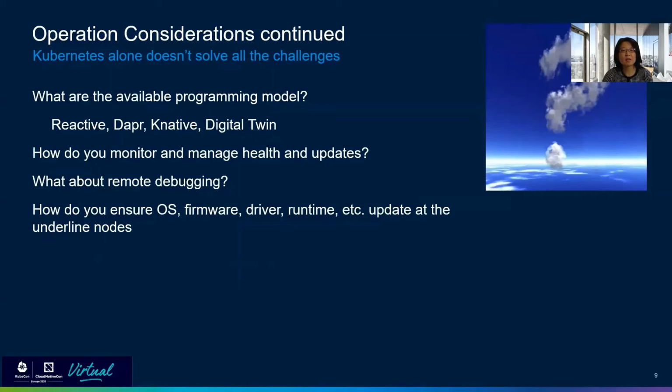At the edge host level, there are the operating system, firmware, driver, and container runtime. Those are host level processes. They need to be updated. So then the question is, what will be the mechanism?